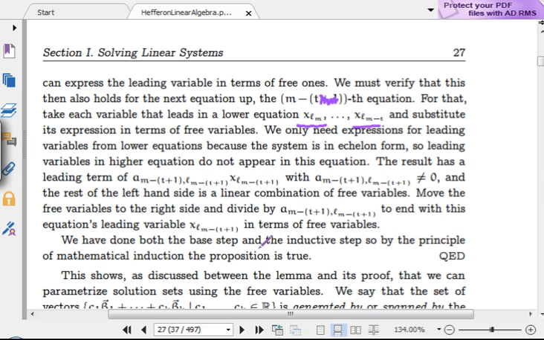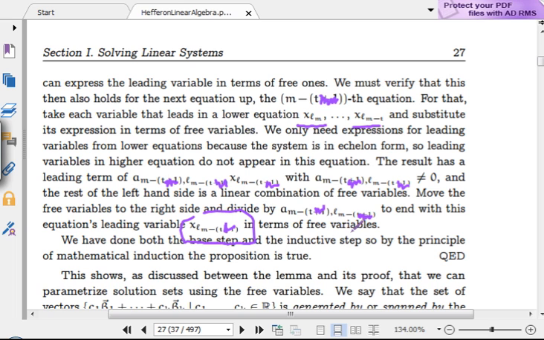So what we have then is an equation which has only the leading variable. This should be x_(m minus t), with coefficient a_(m minus t, l_(m minus t)). And everything else is a free variable. Move all the free variables to the right. Divide by this non-zero coefficient, and that gives us the leading variable for that row. And again, this is just replacing all the t plus 1s with t's.